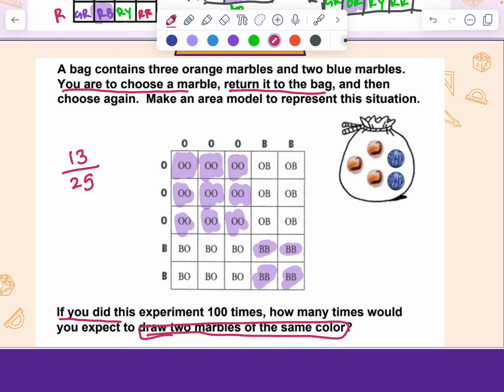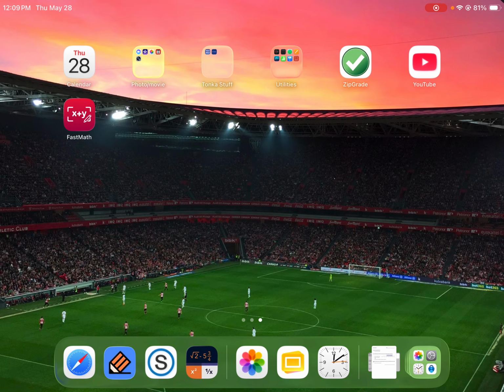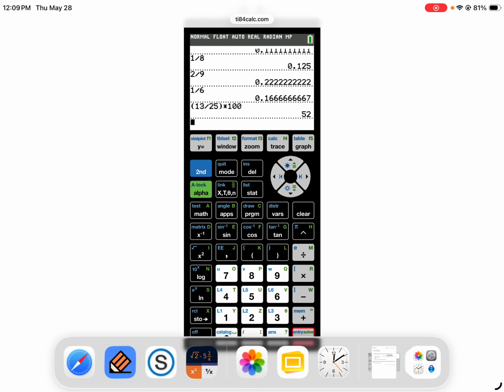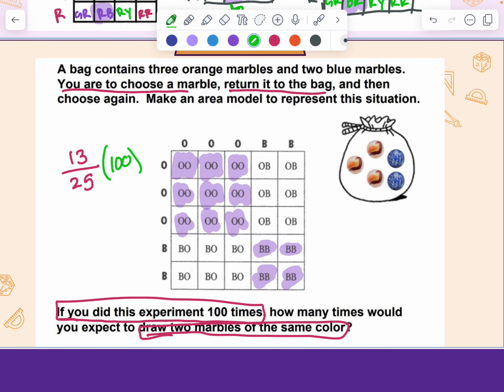So if I play this game 100 times, how many times am I going to get the same color twice? I'll take my probability, multiply it by 100, 13 over 25 times 100, 52 wins, a little bit more than half the time.